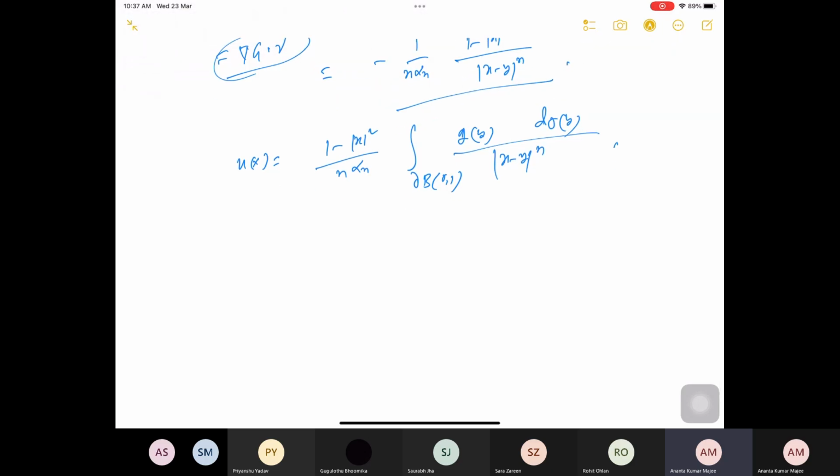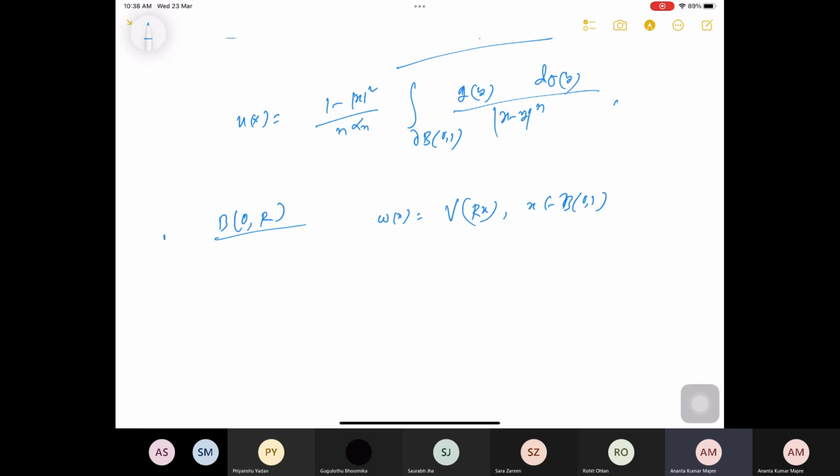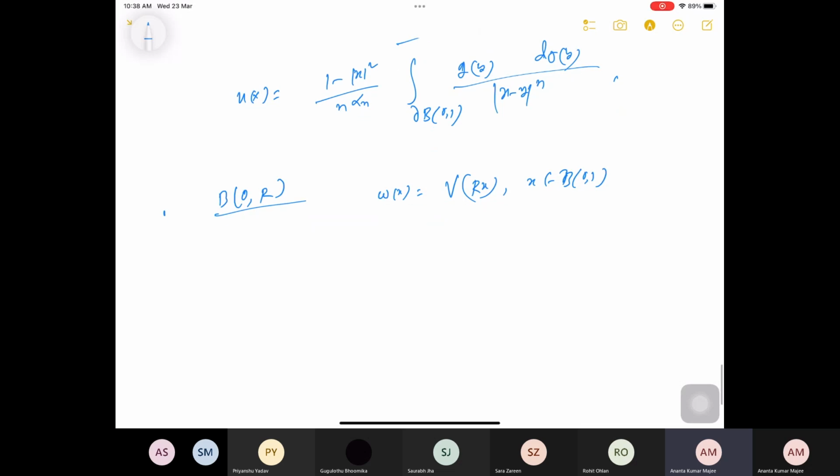If you just look at this, it is the ball of 0, 1. I want to have the same thing for the ball of 0, r. Okay, so their radius is 1. If I try to find it for the ball of radius r, then the idea is nothing. So I can define my w of x, which is equal to v of rx, where x is in my ball of 0, 1. Then you try to reduce this in terms of my v, and then actually you will get it. Okay, so I'm just writing down the formulations for that.